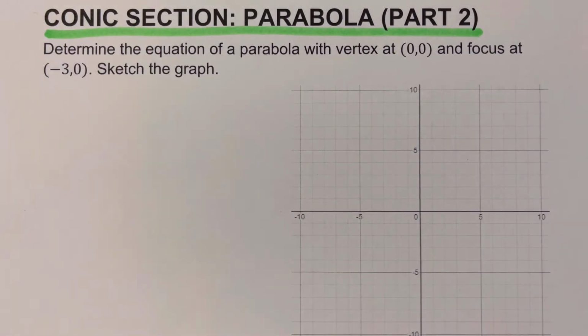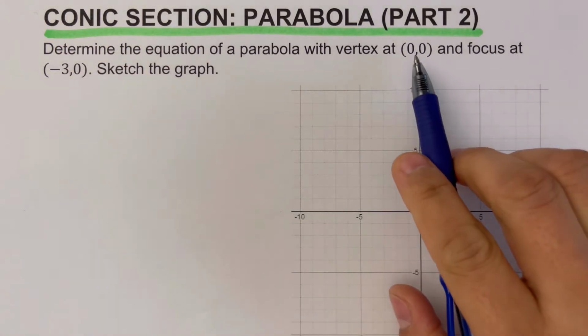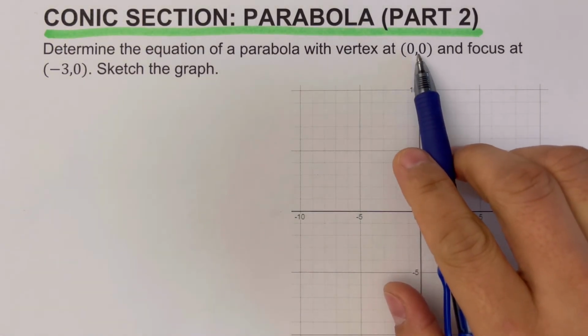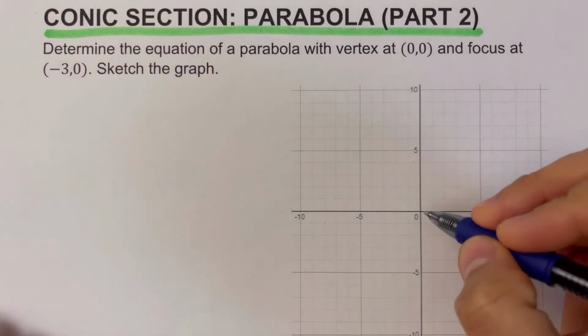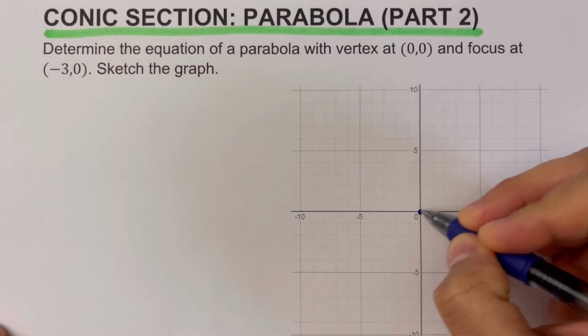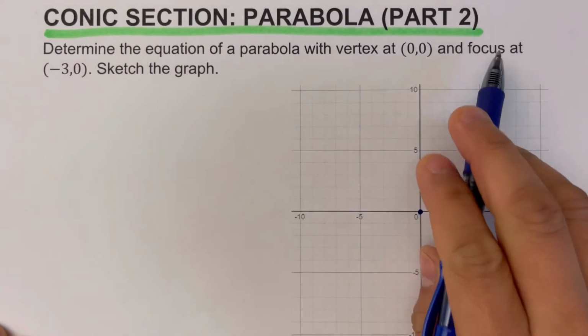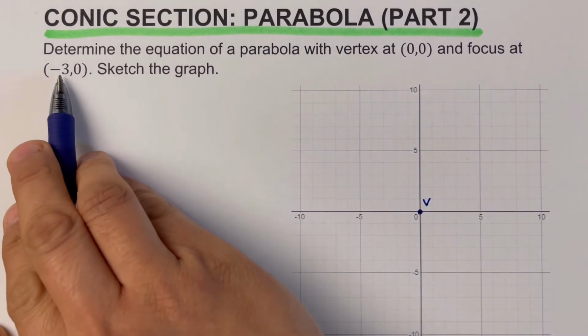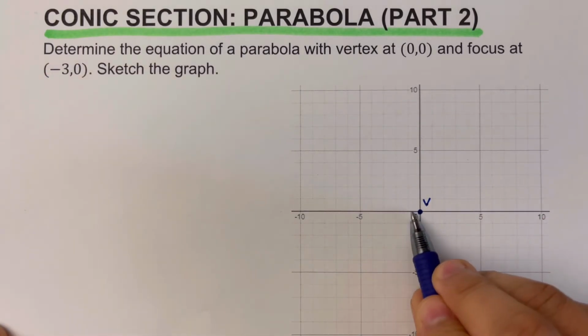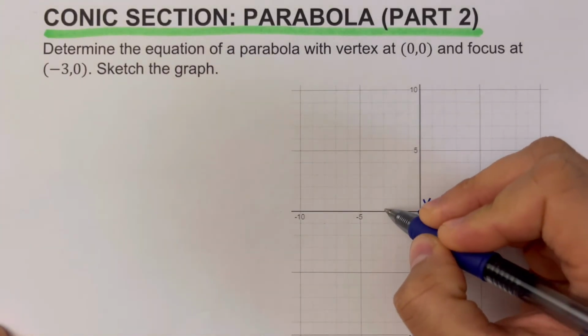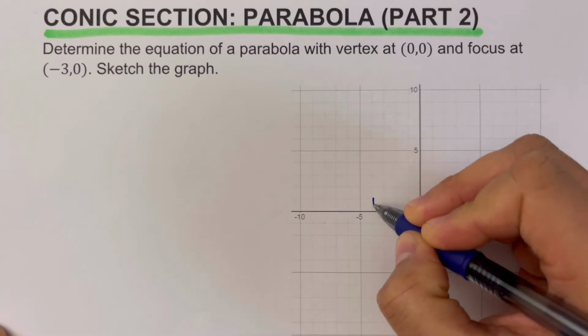So the first thing that we are going to do here is to sketch these 2 points that we have right here, the vertex, which is the point of origin, and this focus that we have here. So the vertex is (0, 0). I'm going to label this as the vertex. And then the focus is located at (-3, 0). So that would be x = -3 and 0. So this is our focus.